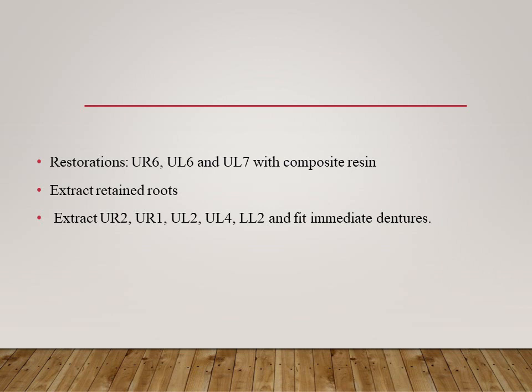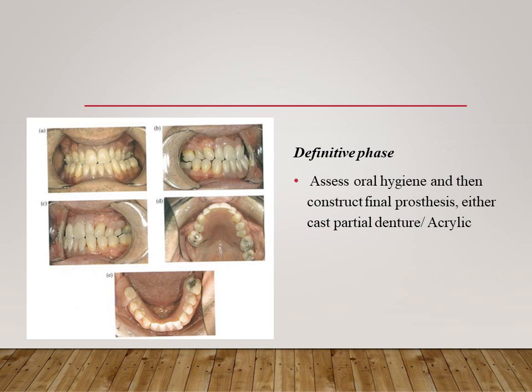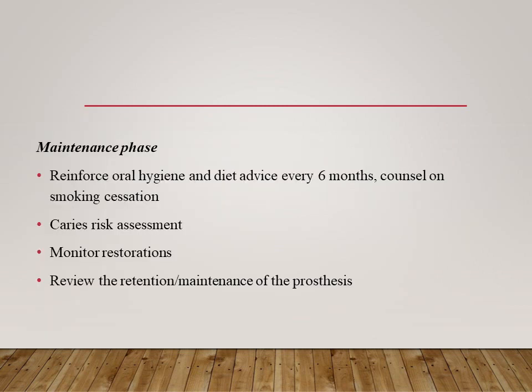Now you have to remove all your root stumps or retained roots, so all of them have to be extracted, and the teeth which are grade 2 mobile, they have to be extracted as well. And you have to fit your immediate dentures, so that of course it is for aesthetic reasons, so that the patient does not feel like he is edentulous in some area. You have to decide whether the prosthesis is going to be acrylic or whether you cast partial denture.